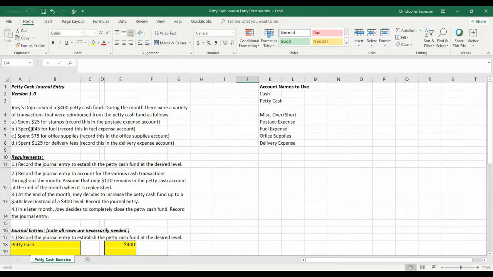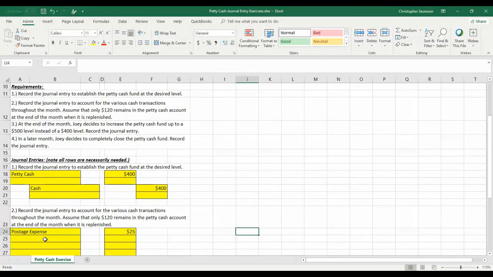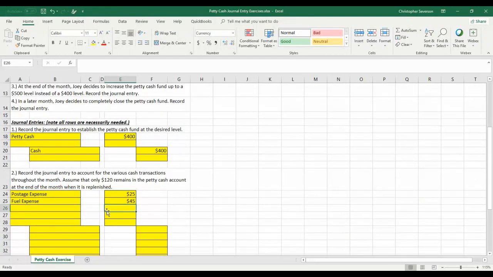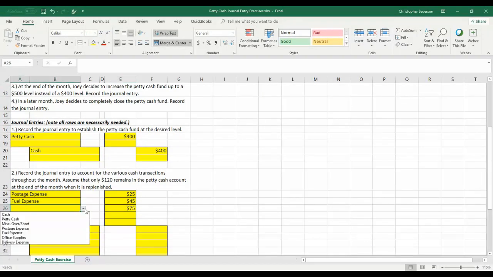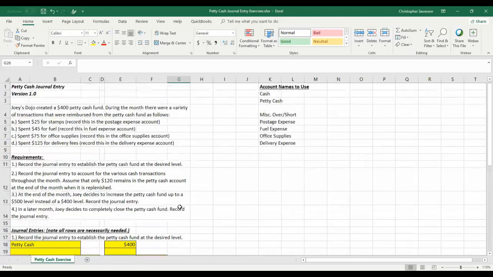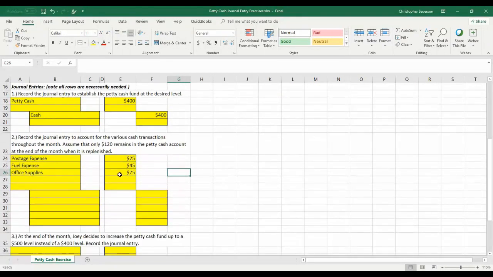We have $45 we're expensing for fuel. Fuel expense is what we're recording there. So that was $45. $75 is going to be office supplies that we're purchasing. And this one's a little bit different. It doesn't go into the expense account. It goes into the office supplies asset because we're now adding to the amount of assets we have on hand. We'll use them up later, and that'll be an adjusting journal entry down the road. Then we have $125 for delivery fees, and this is going to be a debit to delivery expense.